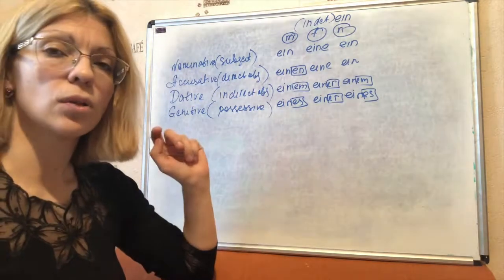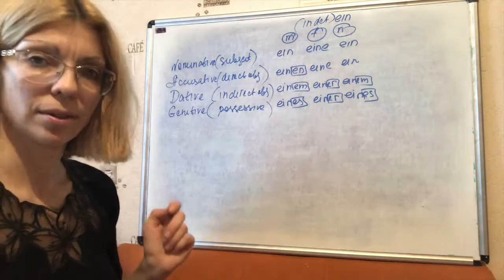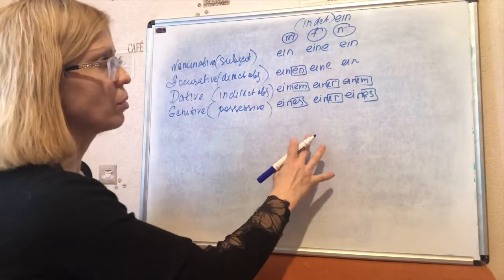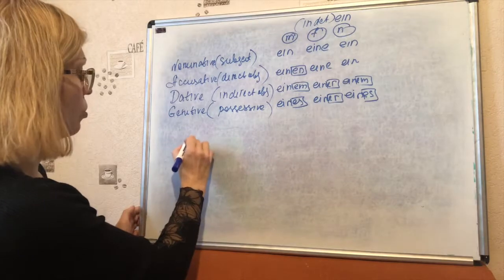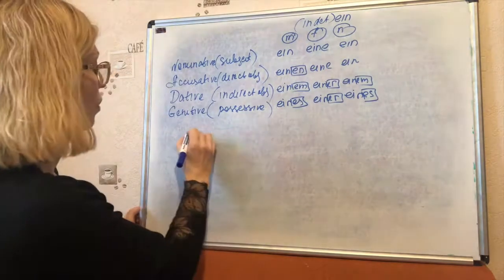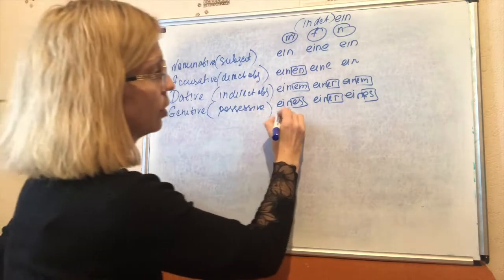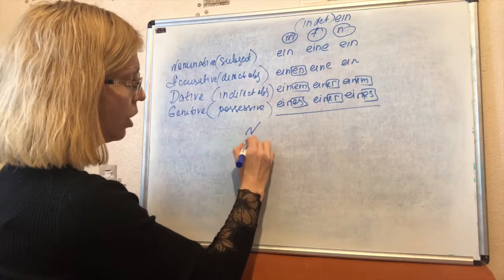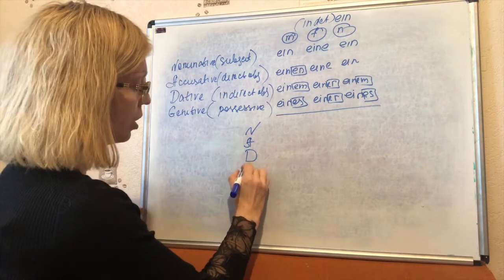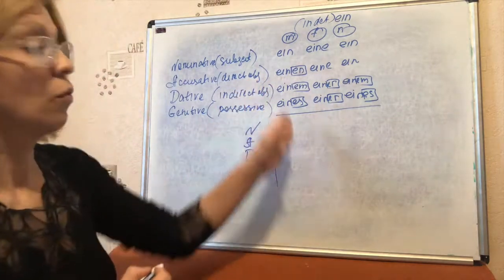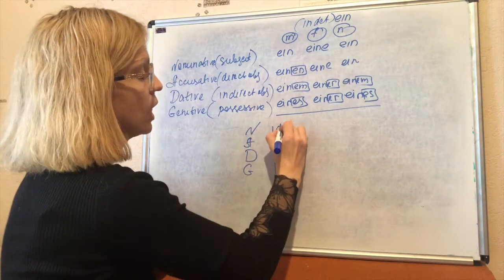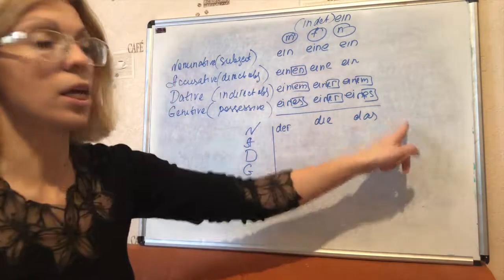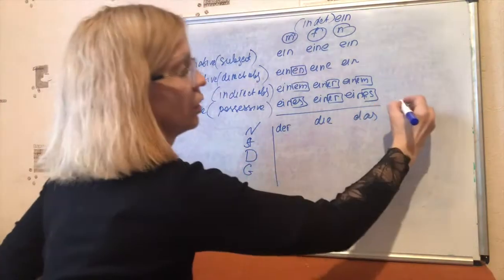Ein. Now let's take a look at the definite articles. Der, die, das. I'm going to write down here, okay? Well, one more time. Let's take nominative, accusative, dative, and the genitive case. Well, for the masculine, let's take a look. Der, die, das. And here we are going to have plural.